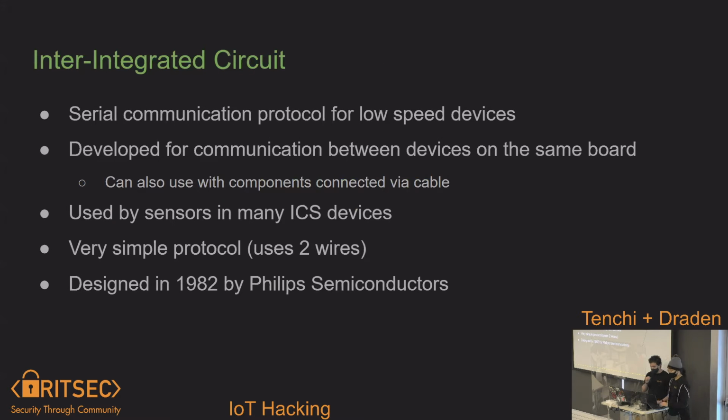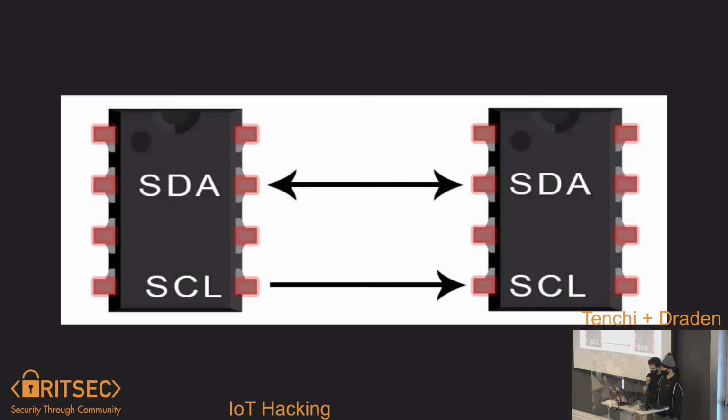Next is Inter-Integrated Circuit, also called I2C. This is a serial communication protocol for low-speed devices, and was developed for communication between devices on the same board, but it can also be used with components connected via cable. It's used by sensors in a lot of ICS devices, and it's a simpler protocol than SPI, which we just talked about, because it uses 2 wires and was developed in 1982. Here's an example diagram of that.